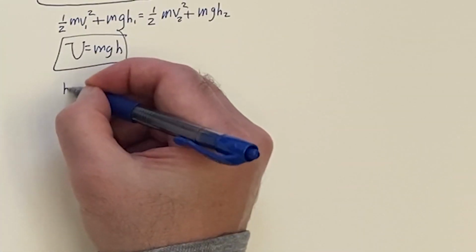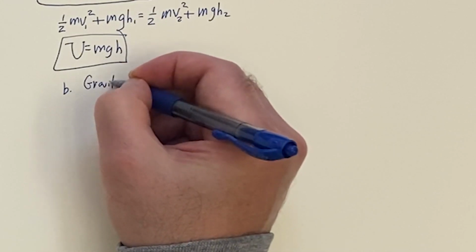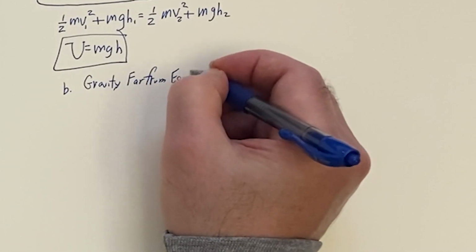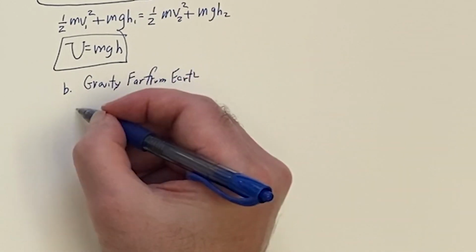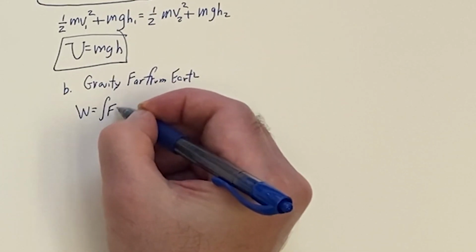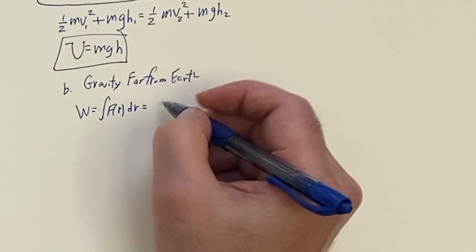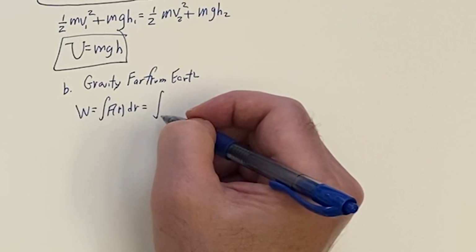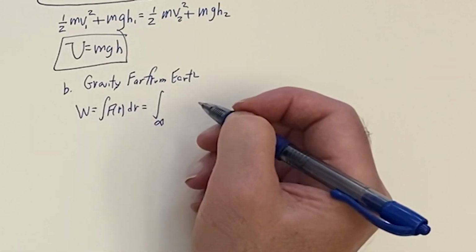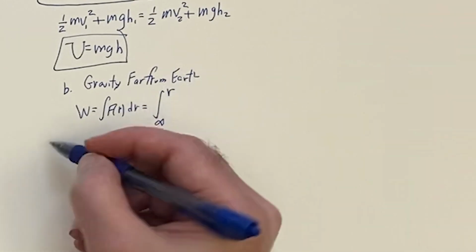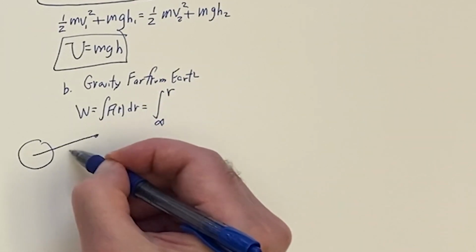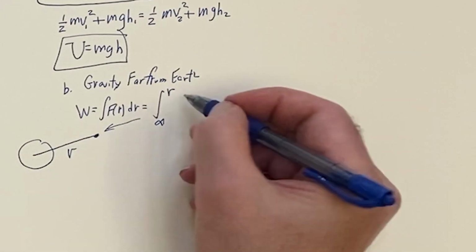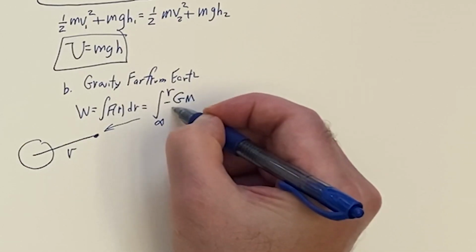Now for B, we have the gravity far from Earth. And if we're far from Earth, then we're going to do the integral of the force with dr, and I'm going to here go ahead and drop it from infinity. So I'm going to drop down from infinity to some r, to find out what's going on here. So we're going to go from infinity to r, and this is then GMm, has a minus sign.